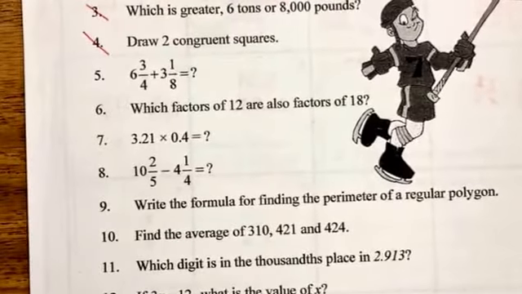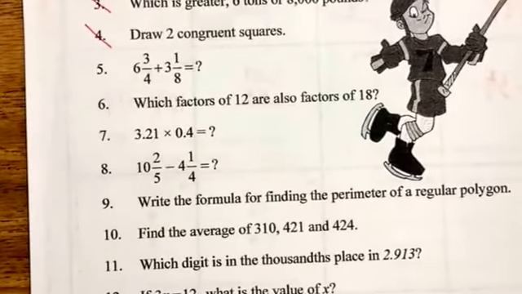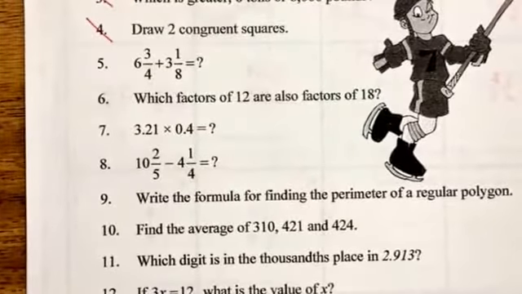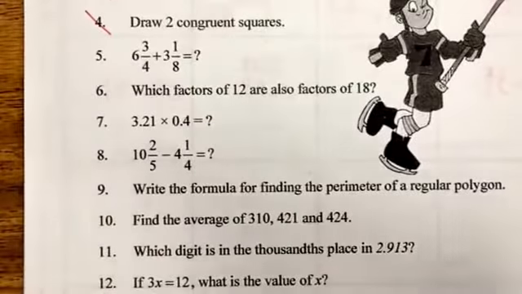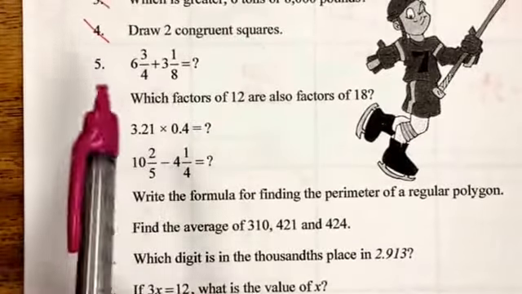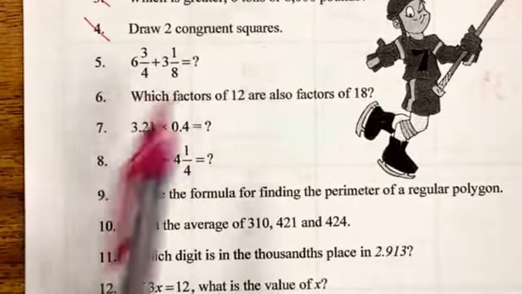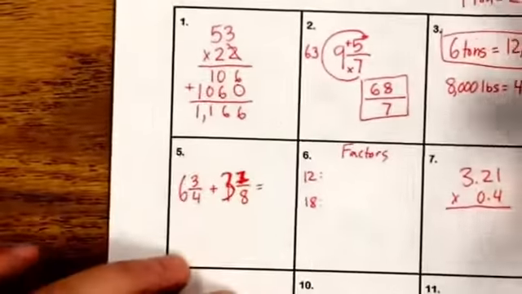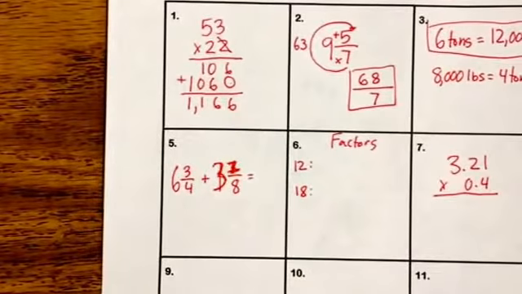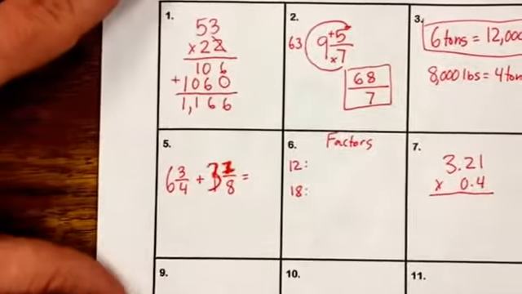Today we have problems number 5 through 8 to do for our bell ringer, and then we have word problems number 3 and 4. Okay, so for number 5, we've got 6 and 3/4 plus 3 and 1/8. So we've got two mixed numbers that we're trying to add here, and we cannot add these mixed numbers until we find a common denominator.